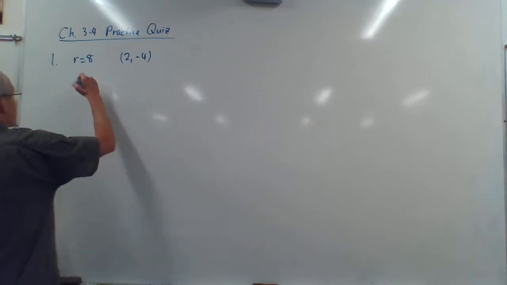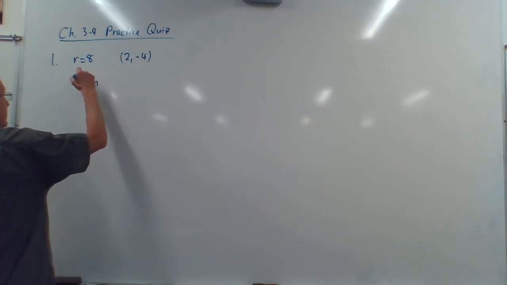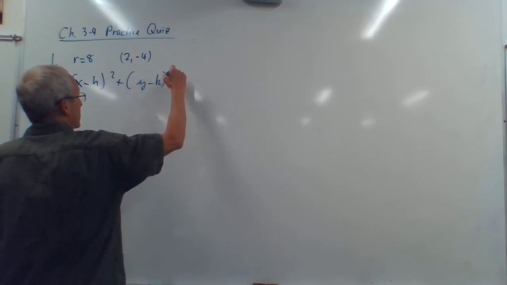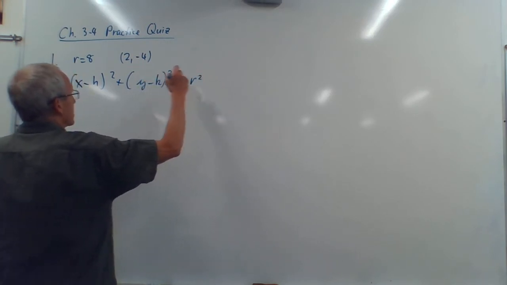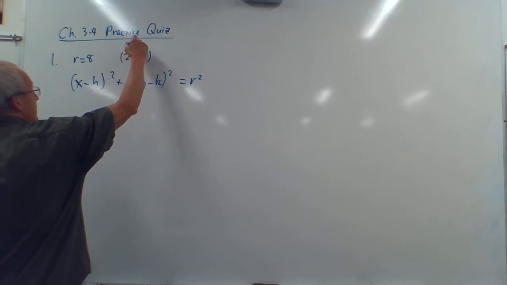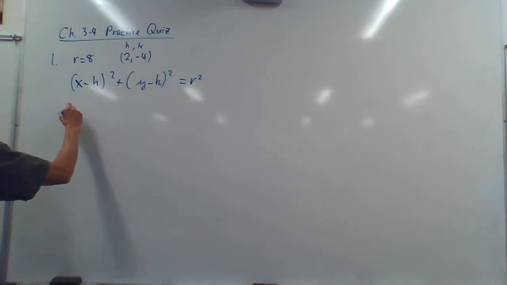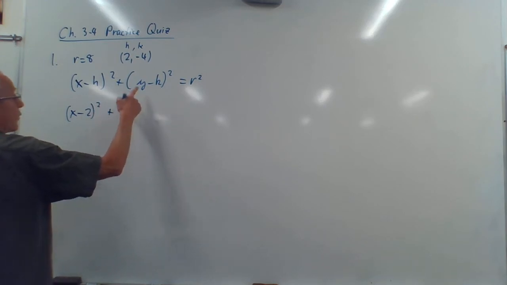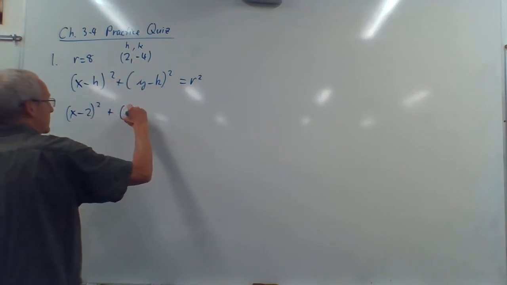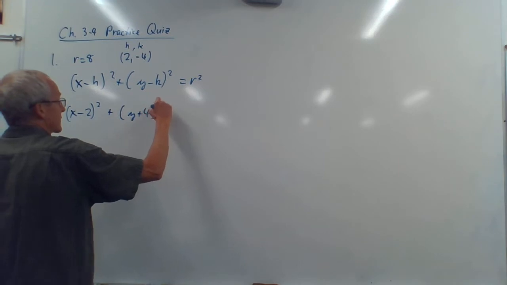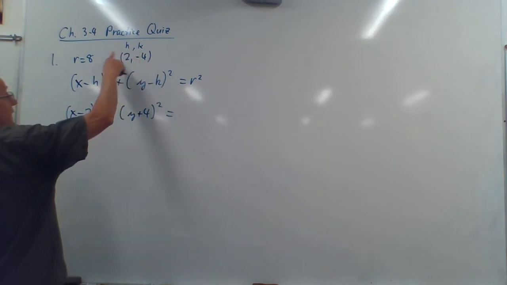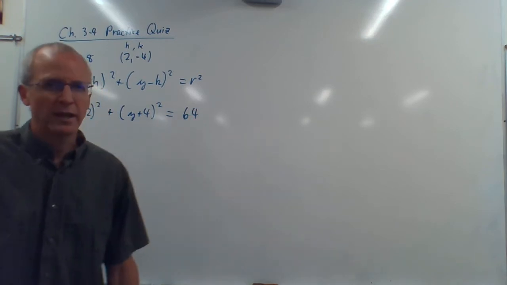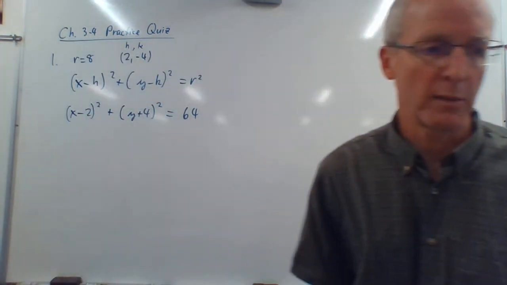You just have to remember the circle equation is (x minus h) squared plus (y minus k) squared equals the radius squared. This is h comma k. So it's just (x minus 2) squared plus (y minus negative, that's where you've got to be careful, y plus 4) squared equals the radius squared. The radius is 8, so I'll just say 64. If you put 8 squared, I'd mark it right, but yeah, might as well multiply it out.